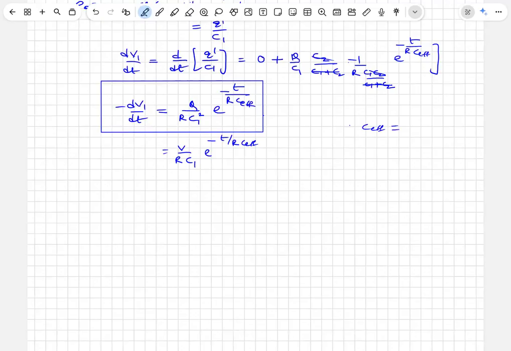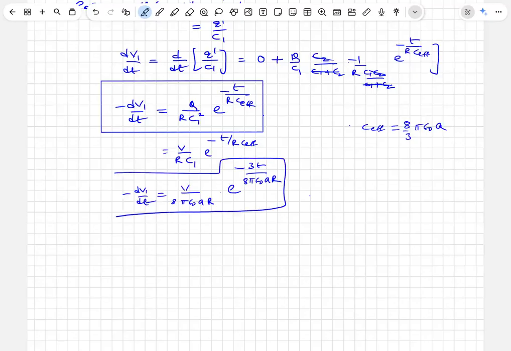8 epsilon naught A into 4 epsilon naught A by 12 epsilon naught A. కరెక్టేనా? దాన్ని ఏమని పిలుస్తున్నారు ఇప్పుడు? 8/3 pi epsilon naught A. రెసిస్టెన్స్ ఆర్ ఇచ్చాడు ఏమన్నా వాల్యూ? నో. సో ఆన్సర్ ఏం కావాలి ఇక్కడ? V by 8 pi epsilon naught A or e to the power of minus 3t by 8 pi epsilon naught A or this is minus dv1 by dt. Any doubts? Any doubts in this?